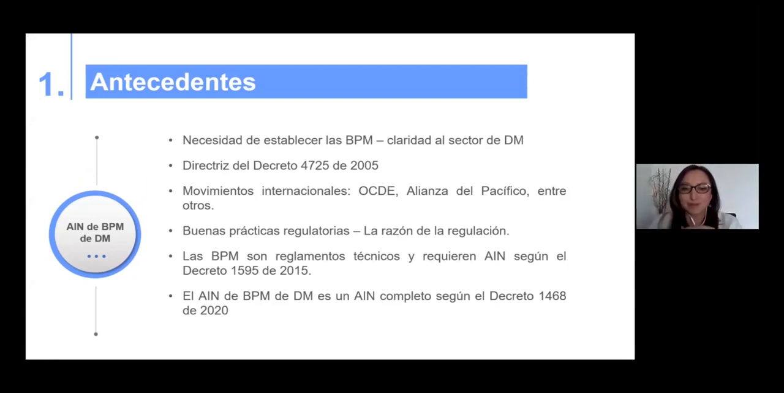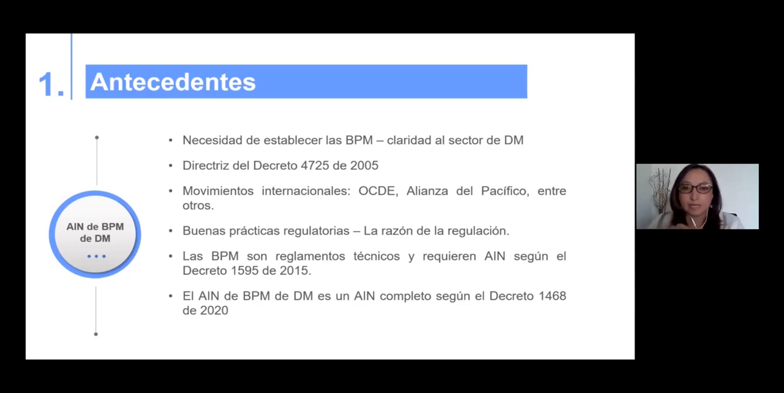So when we look at medical devices, we are going to refer to the MDs and IVD reagents because worldwide both are considered medical device. Some legislation is different, but I want to make it clear that when we're talking about devices, we are talking about both of them. So it's important to make clear the requirements the manufacturers of medical devices have to meet, and based on the decree 4725, we have the guidelines for the sector.